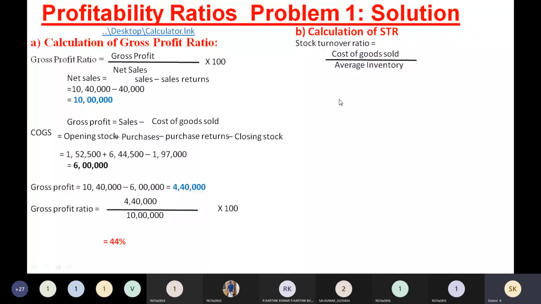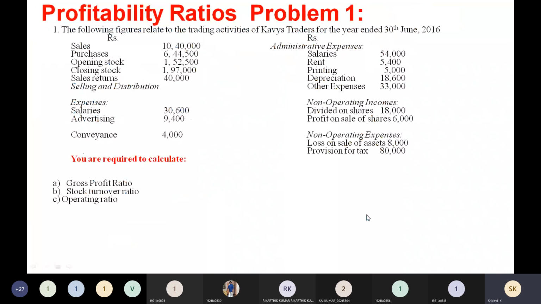To identify the average inventory, what is the information that was given here? Let us see. Let us go to the previous slide. So for calculating this average inventory, see here, opening stock is there, closing stock is there. You add both this opening stock and closing stock, and divide it by 2.